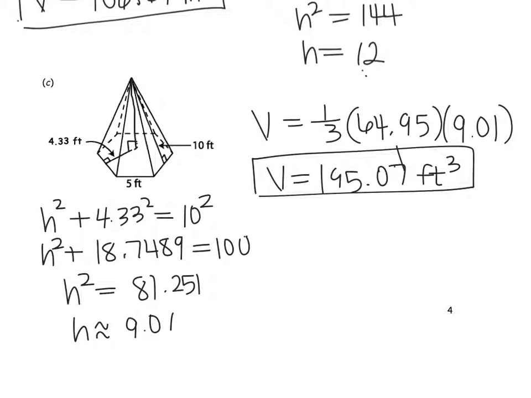Now, if we were to use more decimal places for our height, we would end up with a more accurate volume. That's why this is only an approximate volume for our pyramid, because we had to round in finding our height.